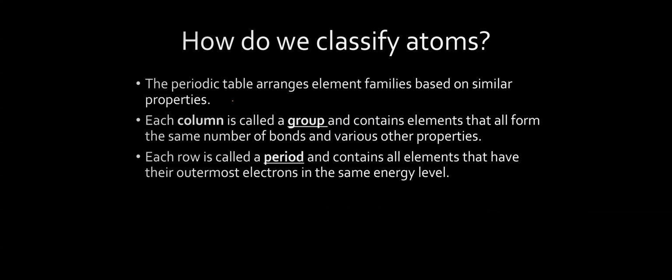Let's go back here. I know there were some words that I glossed over. The periodic table arranges elemental families based on similar properties, chemical and physical. Each column is a group, and a group by definition contains elements that all form the same number of bonds and have other similar chemical and physical properties. Whereas the periods contain all the elements that have their outermost electrons at the same energy level.